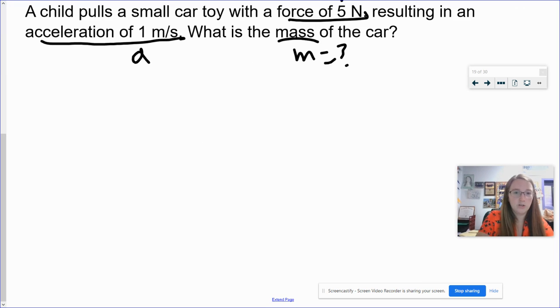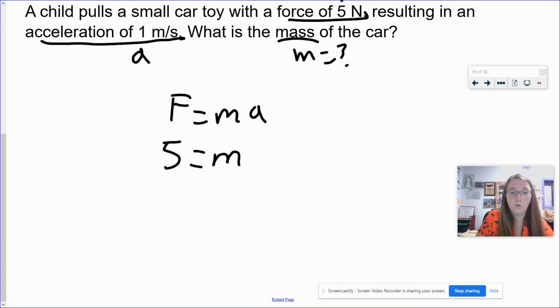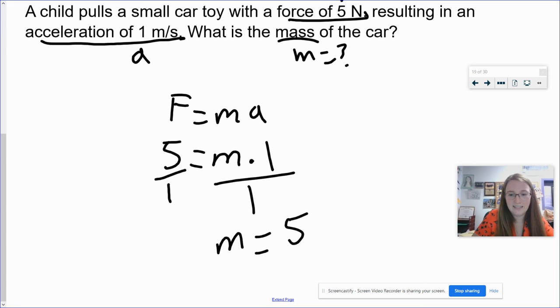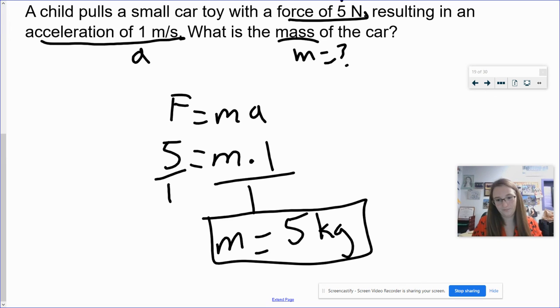So same thing, we're just using F equals ma. We've got our force is 5 newtons. We've got mass, we don't know. And our acceleration is 1. Now, hopefully you could have seen right here, oh, I know what m is, but just so we understand, divide by 1. My mass is going to be 5 kilograms for this car.